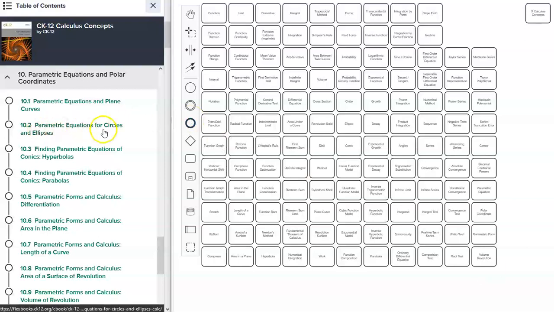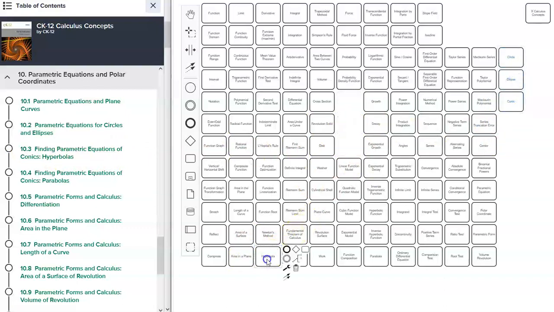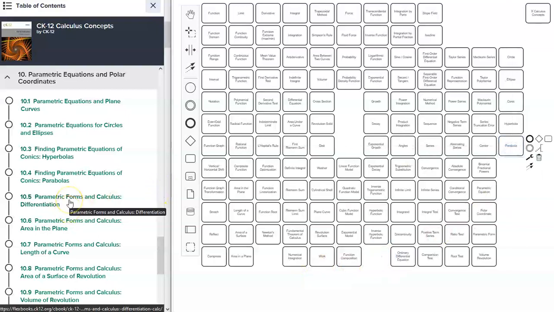All right, so we have the circles and ellipses. Yeah, we added those in here, circle, ellipse. Then we have conics and hyperbolas, conic, hyperbola. So let's move these over since we have a little bit more room now. There we go. Parabola. Where did I put that? Right here. Okay. Parametric form.